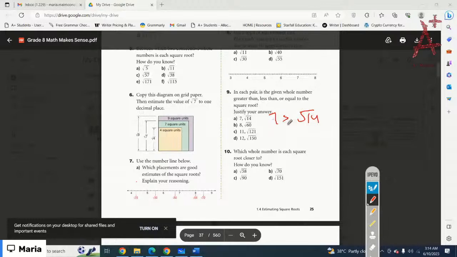8 is greater than square root 60, then 11 is equal to square root 121, and 12 is less than square root 150. Got it? Because 12 squared is 144 and 150 is greater than 144. Got it?